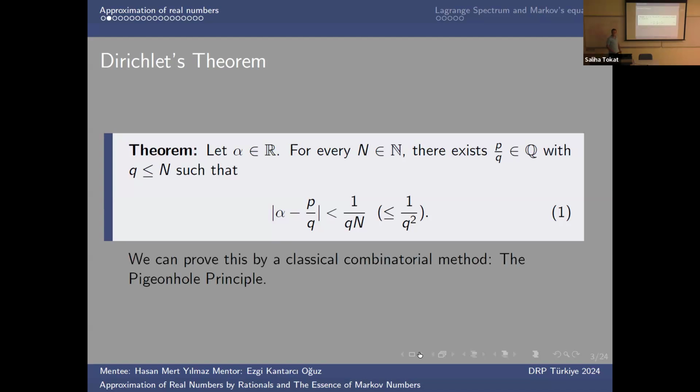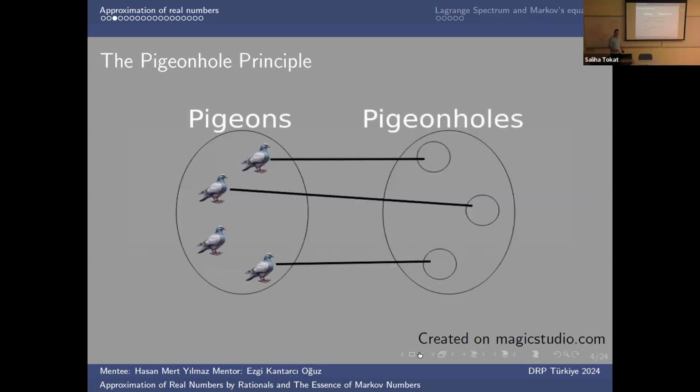We are going to prove this theorem by the pigeonhole principle. As you can see in this terrible visualization, a reminder of the pigeonhole principle: if the cardinality of the set of pigeons is greater than the cardinality of the set of pigeonholes, then there is no injective function from the set of pigeons to the set of pigeonholes.